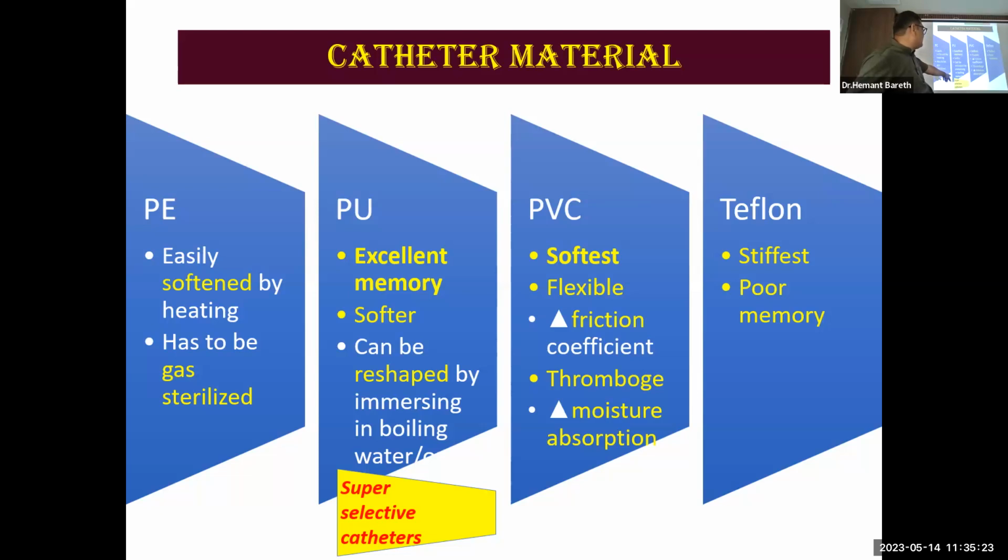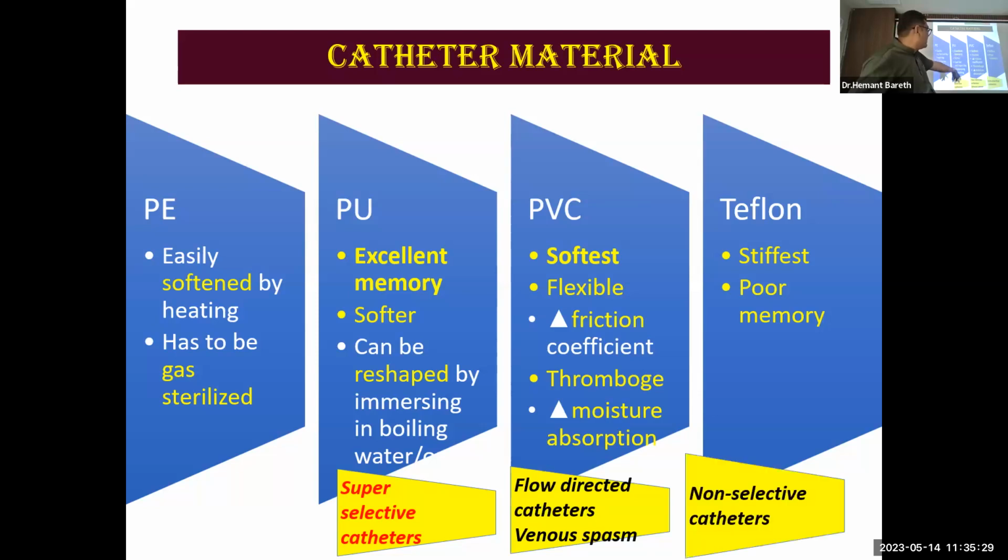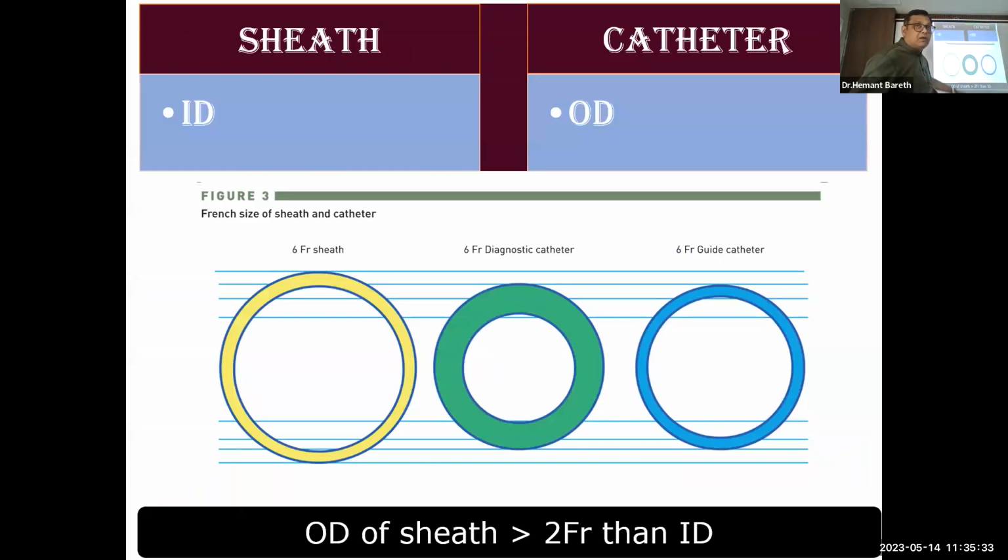So as I said, for super selective catheters, you use polyurethane. With a flow directed catheter, you use PVC. With non-selective catheters, you might use Teflon. Normally, you won't use Teflon as the outer material. Normally, Teflon is used inside, in the inner lining.